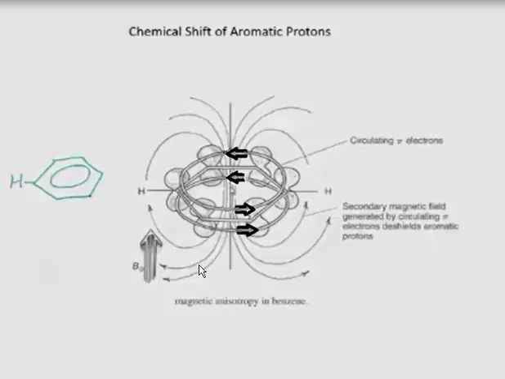Let's look at the direction of the secondary field as we move around a magnetic field line loop. In the center of the ring, note that the direction of the secondary field is down, that is, in a direction opposite to the direction of the applied field. Let's now move around a magnetic field line loop to here where the aromatic proton is located. Notice that the direction of the secondary magnetic field line loop is now up. It's in the same direction as the applied magnetic field.